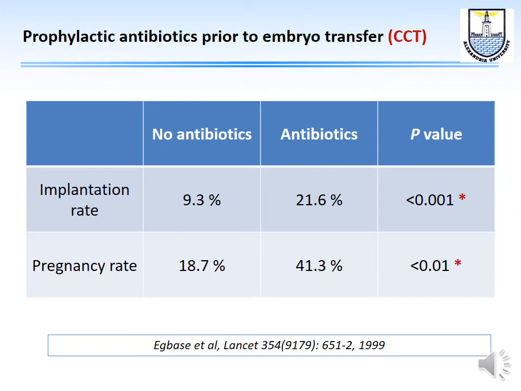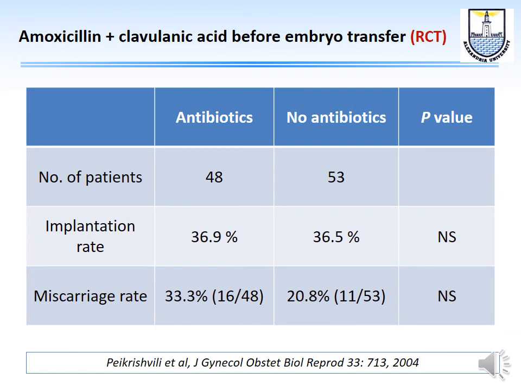So what is the answer? What Patrick Agbasi did is that they added antibiotics only to those patients who had an infection, either at the tip of the catheter or in the cervical mucus. They cultured the tip of the catheter after embryo transfer, and when they found an infection, they added antibiotics. By doing this, they improved the implantation rate and the pregnancy rate. However, giving antibiotics to everybody across the board after embryo transfer doesn't seem to work, as we can see from this randomized study by Pekrishvili, Italia, published many years ago.